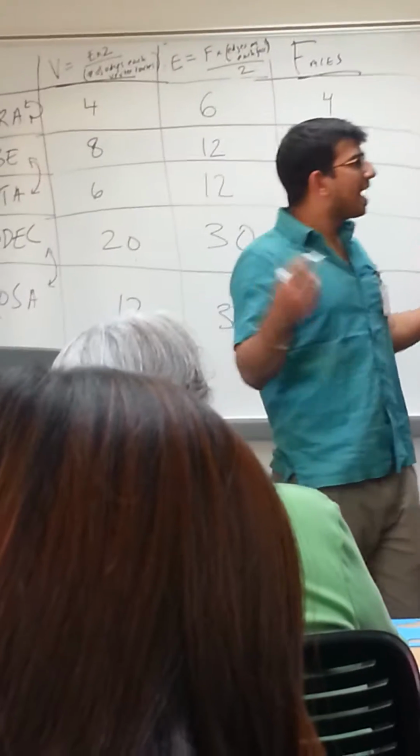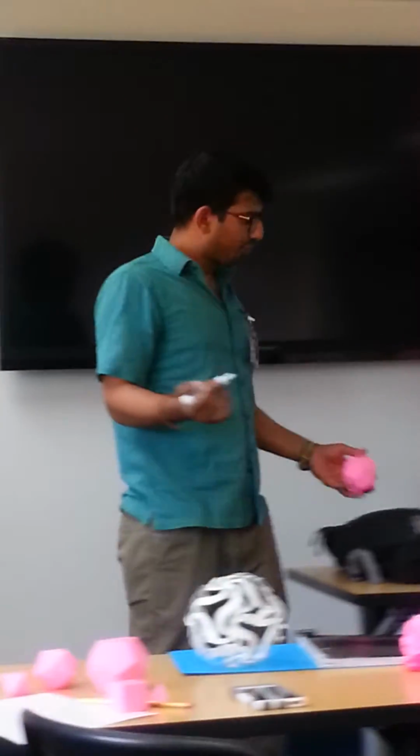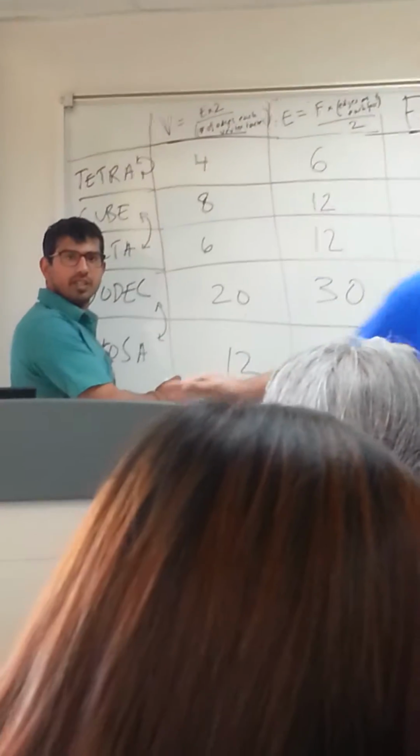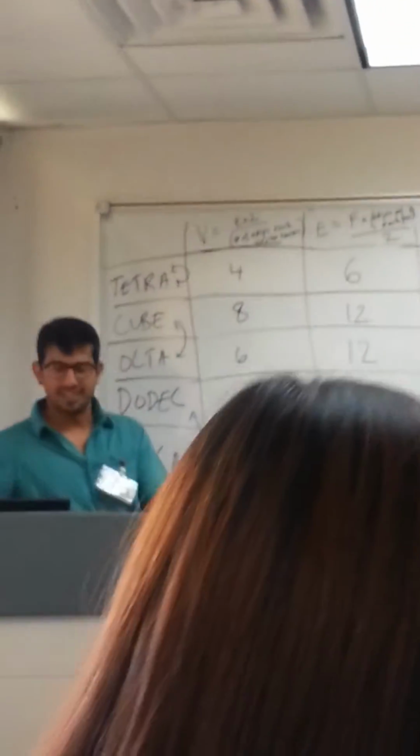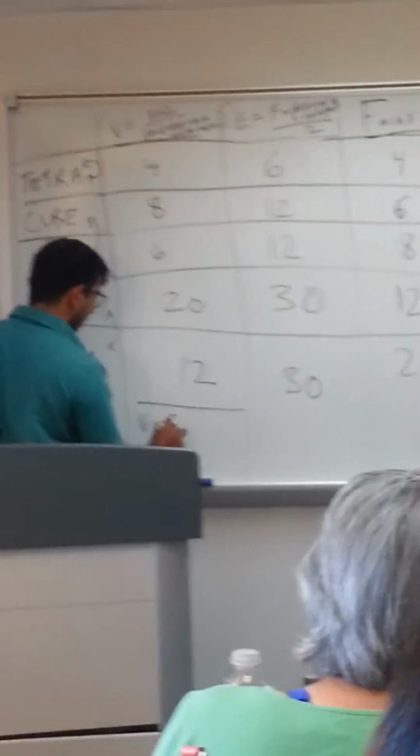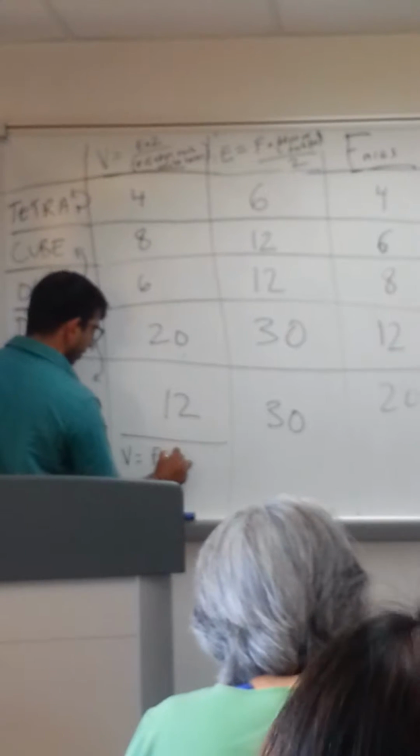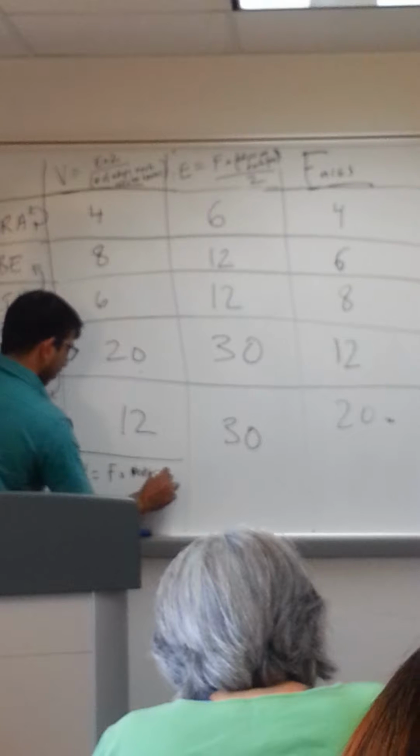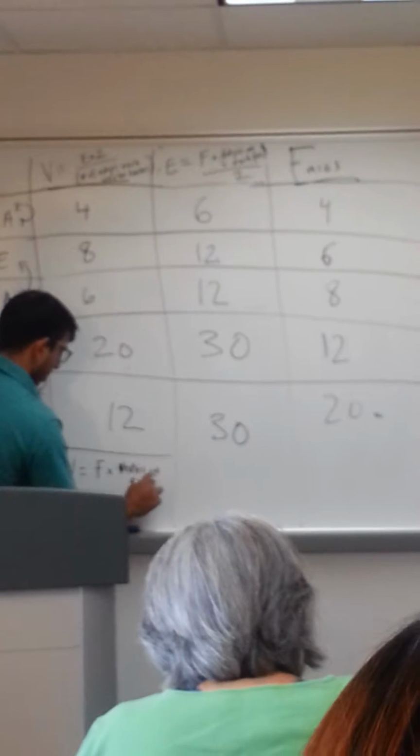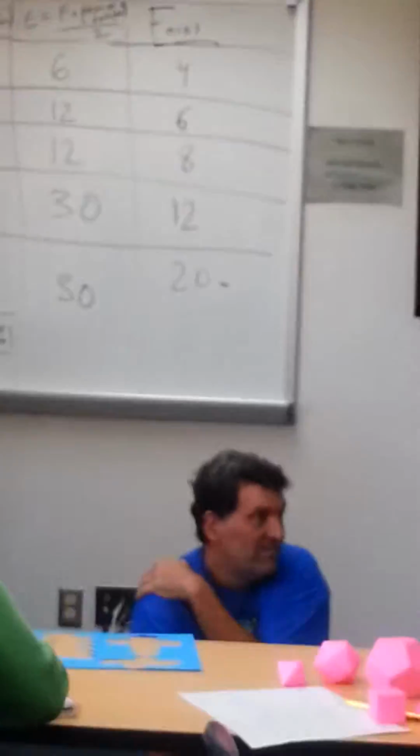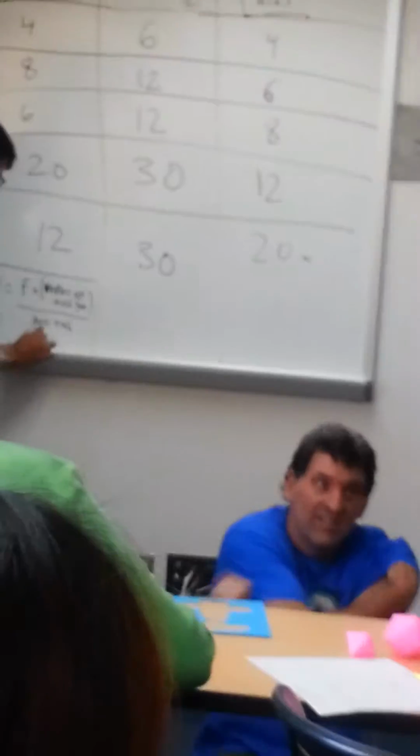So this is yet another method for vertices. Can people see if I write it down here, or is that a little tough? V is also equal to the number of faces times the number of vertices on each face divided by the number of faces each vertex touches.